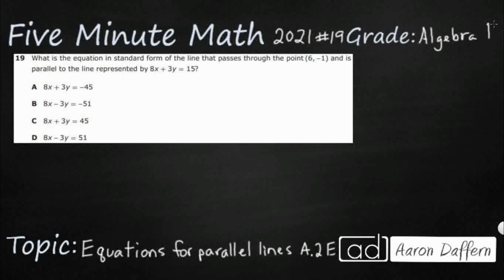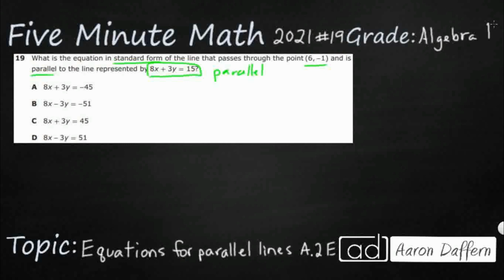So we need to find an equation in standard form. So we have a little bit of work to do. It's not going to be in point-slope. It passes through this point and is parallel to this equation. So what does that word parallel mean? Because it's not going to be given to us as a definition on our reference material.